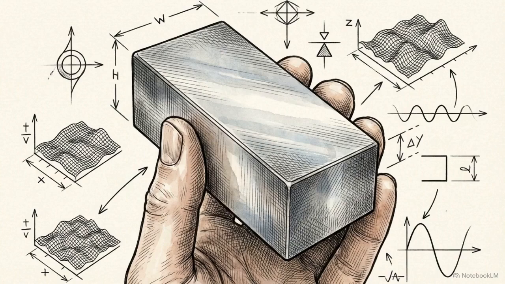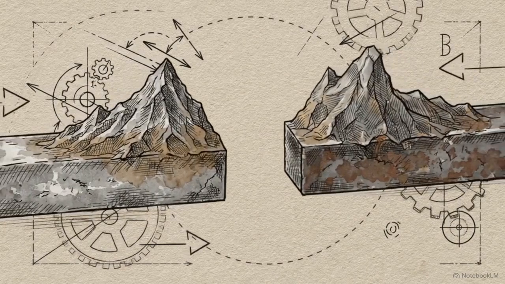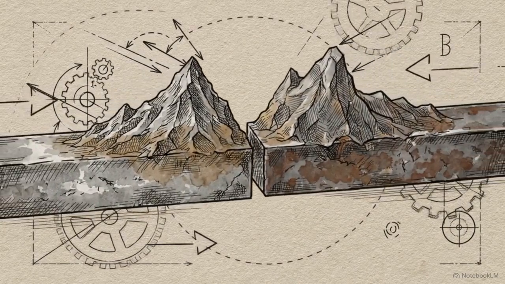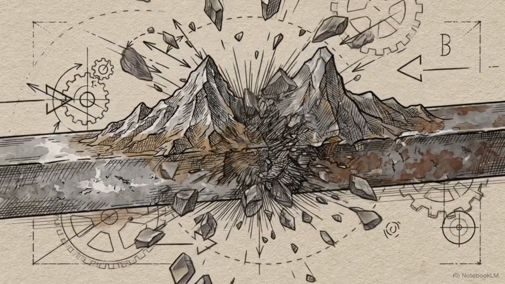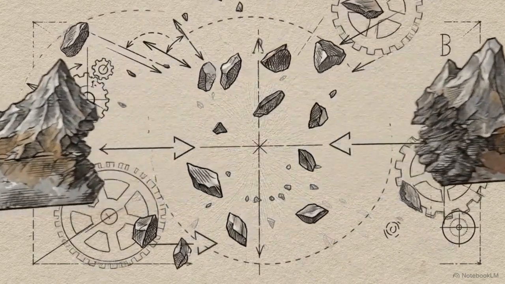You pick up a freshly machined steel block. To the naked eye, and even to the touch, it feels perfectly smooth. But that smoothness is an illusion. At the microscopic level, two metal surfaces sliding against each other don't glide. They are jagged, mountainous landscapes, violently colliding and tearing at one another.